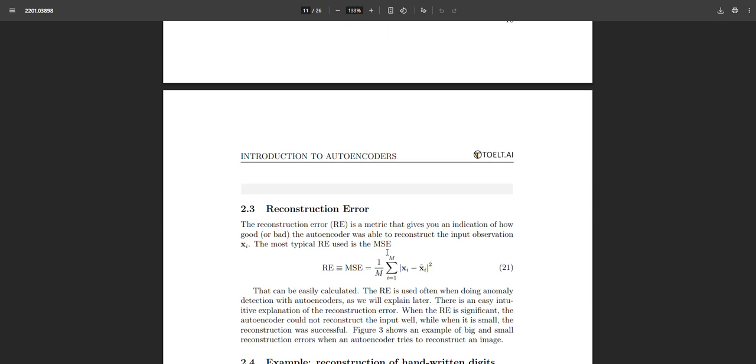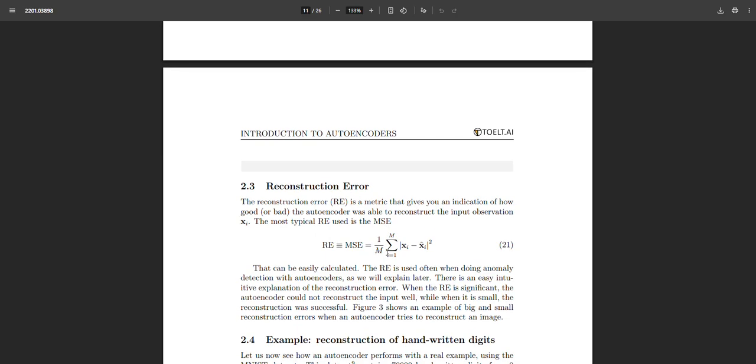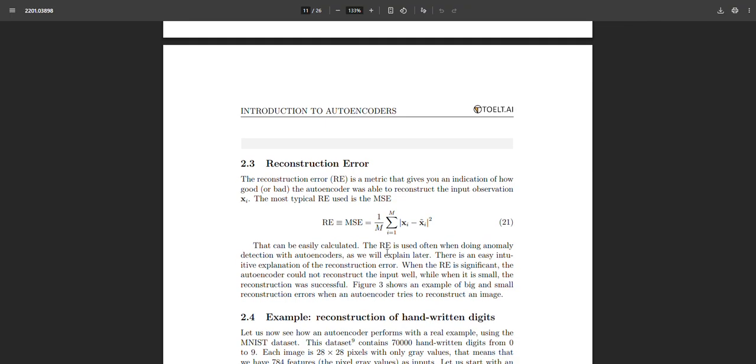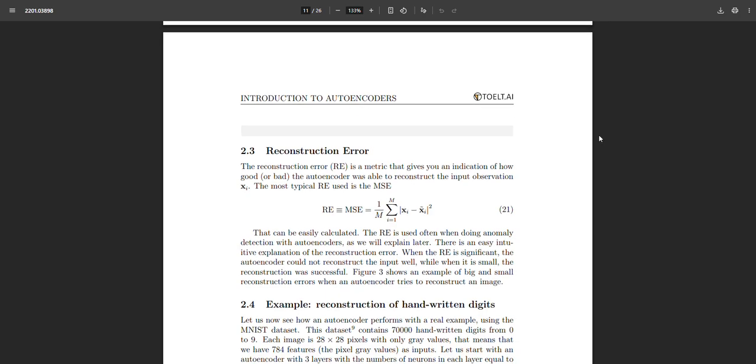Now that we've covered the loss functions, we can formally define the reconstruction error. The reconstruction error is simply a metric that gives us a clear indication of how successfully the autoencoder was able to reconstruct the original input observation xi. The most easily calculated form of reconstruction error is the mean squared error, as we just talked about earlier.